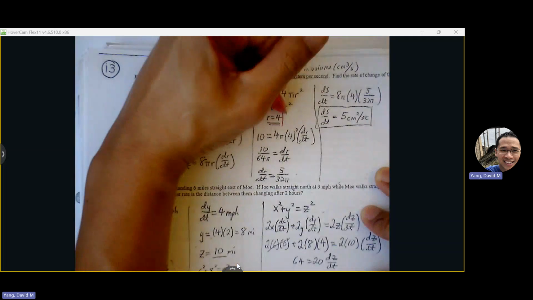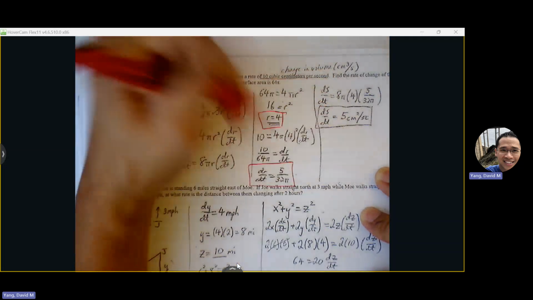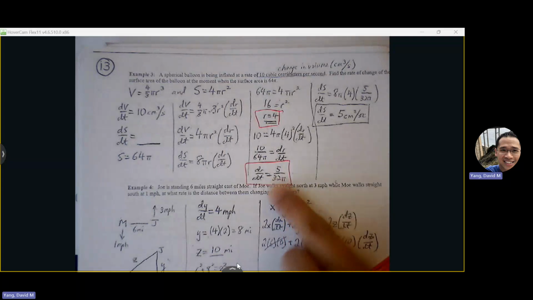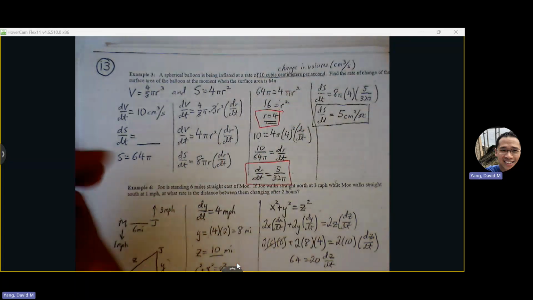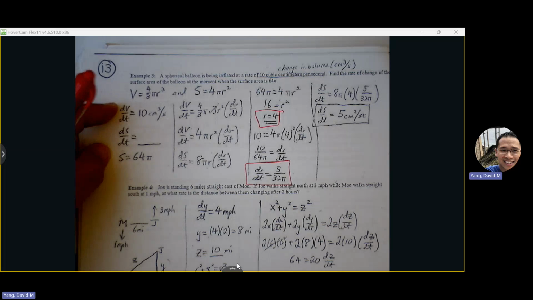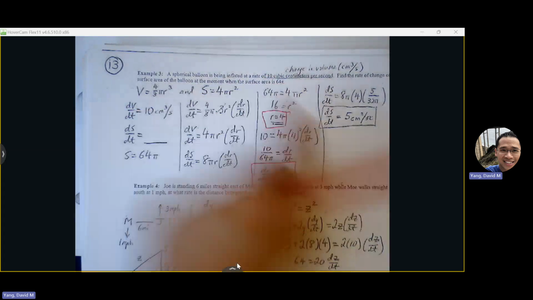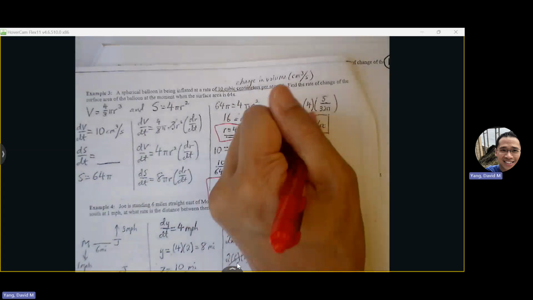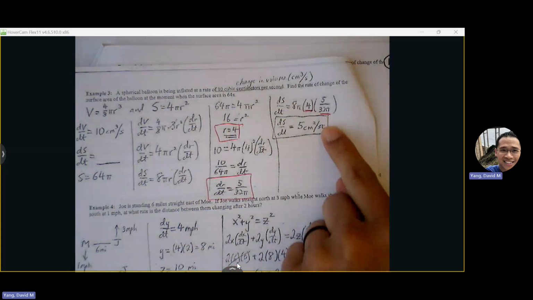So now that I have r equals 4 and dr/dt equals 10 over 64 pi, which I reduced to 5 over 32 pi, even though the problem gave me indirect pieces of information, I was able to use the formulas available to help me get to the variables that I really need, which is radius and dr/dt. Once I have radius and dr/dt, I can just insert them into my dS/dt equation and solve for dS/dt.